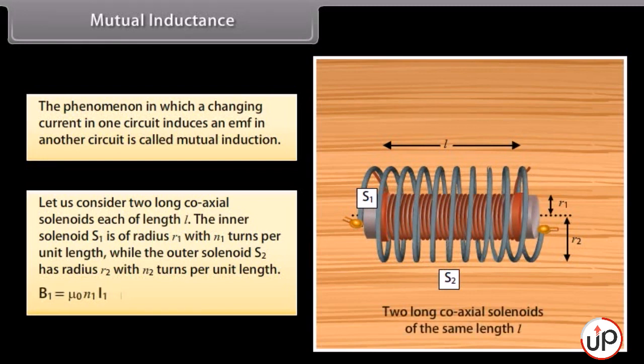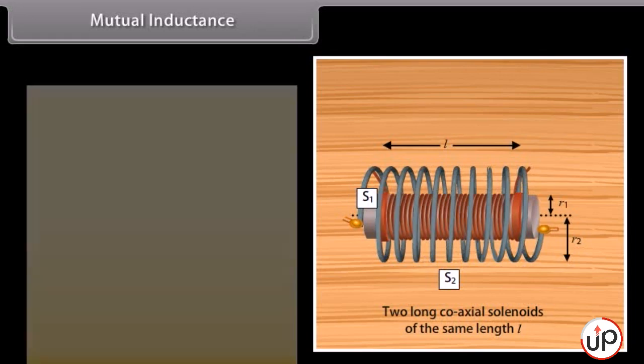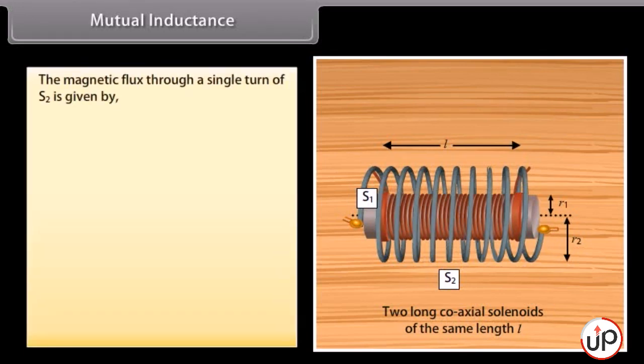B1 is equal to mu naught N1 I1. The magnetic flux through a single turn of S2 is given by mu naught N1 pi R1² I1.